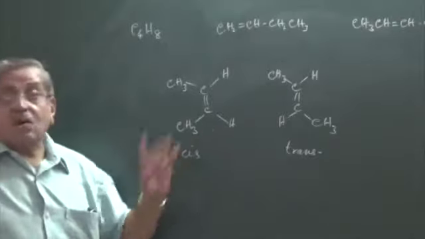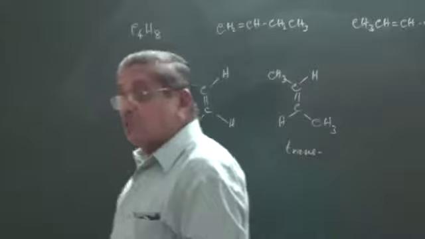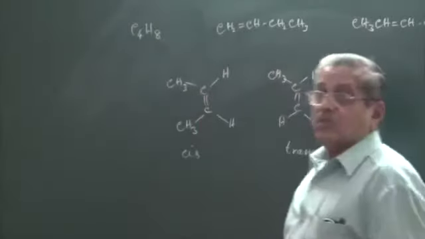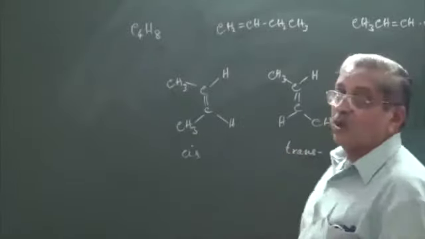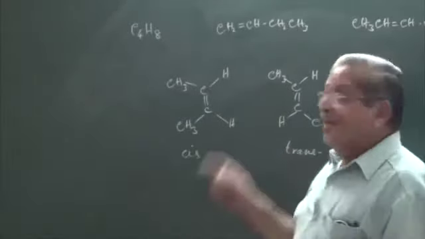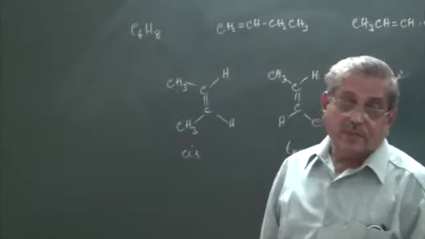So, these two are called geometrical isomers. Their geometrical arrangement in space is different. This form is called cis form, this form is called trans form. It arises due to restricted rotation about a double bond.